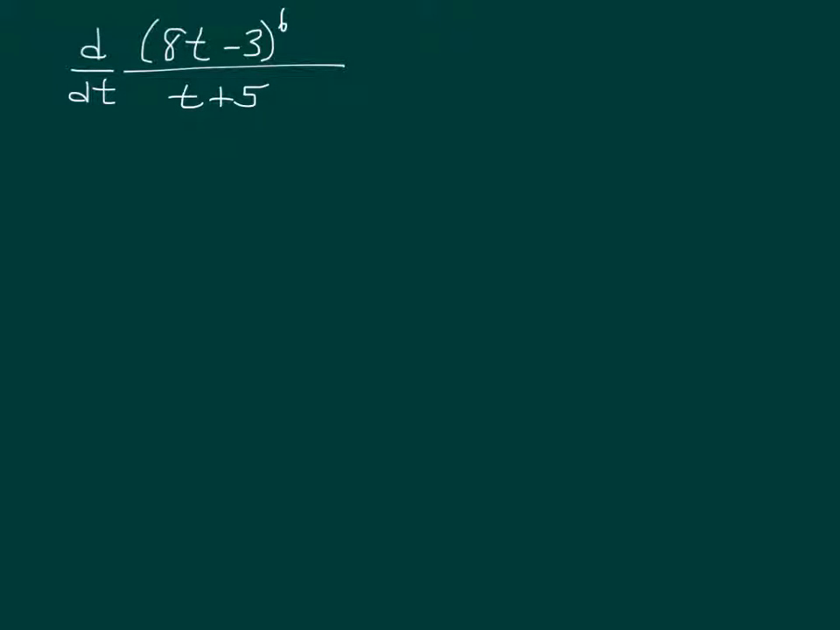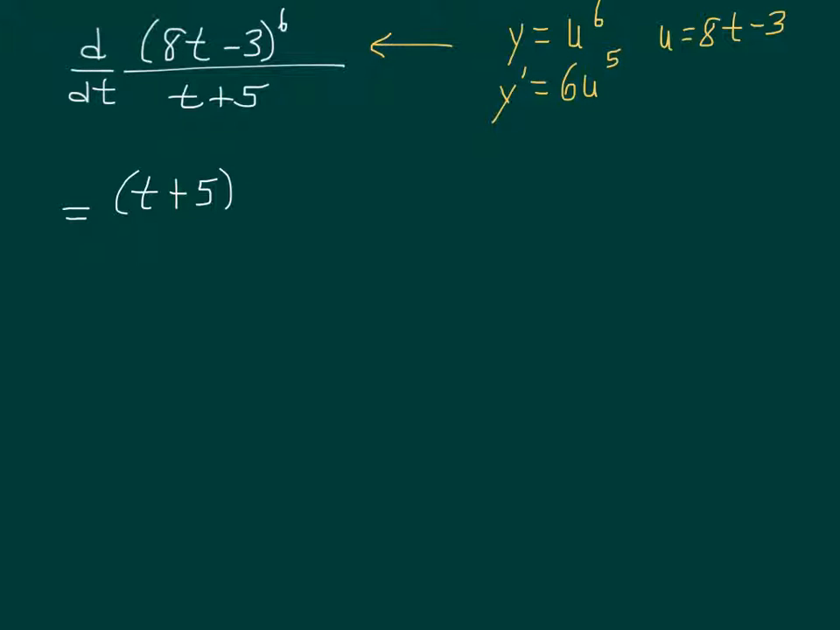Alright, so I see that I want to find this derivative, which is going to be using the quotient rule, which says leave the bottom alone, times the derivative of the top. Now the top is the chain rule, where you say y equals u to the 6, and of course u is what's inside the parentheses. I take the derivative, which would be 6u to the 5th, and this derivative would just be 8.